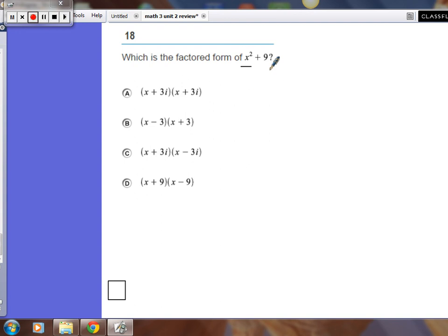Okay, this is similar to like number 3 that we did. So x squared plus 9. And because it's a plus, it's got to be imaginary. It's going to be c.